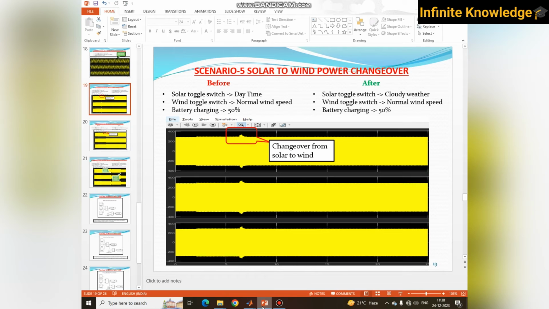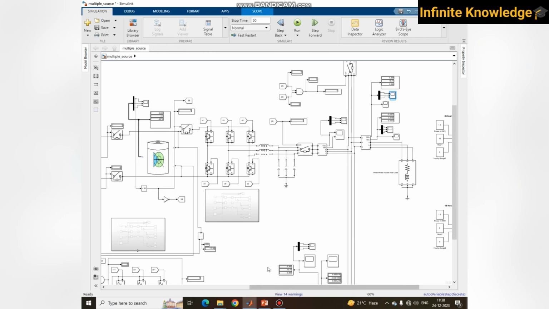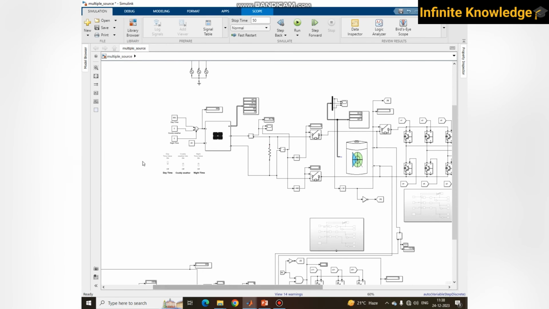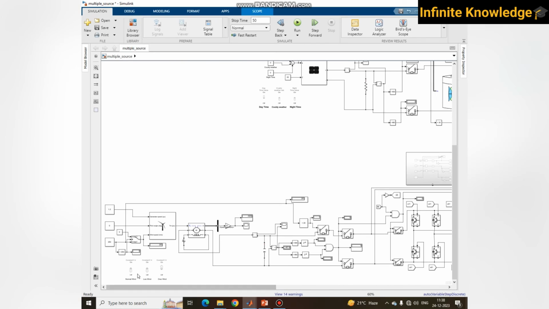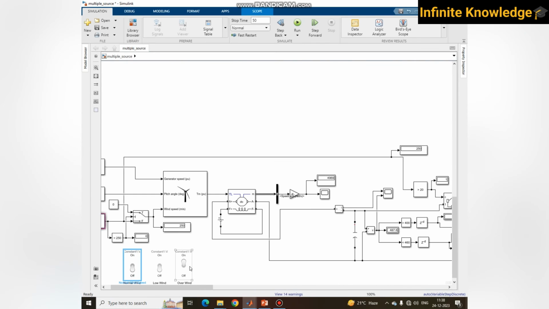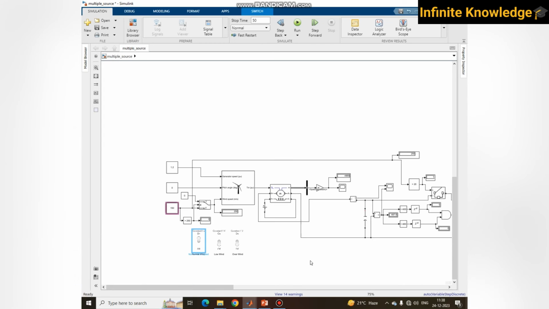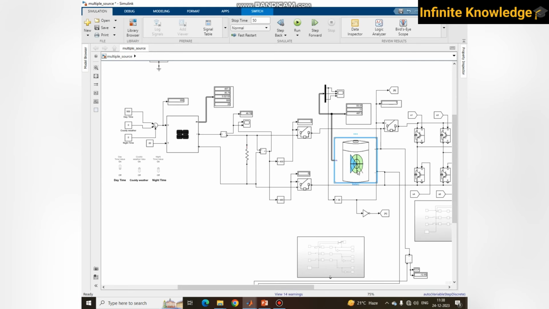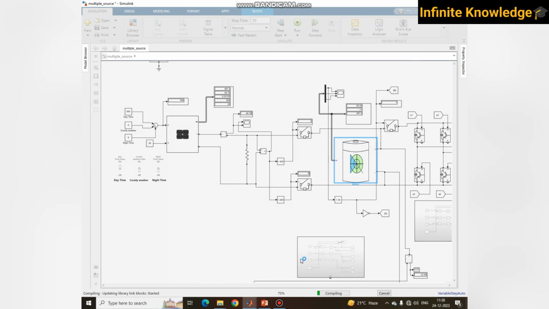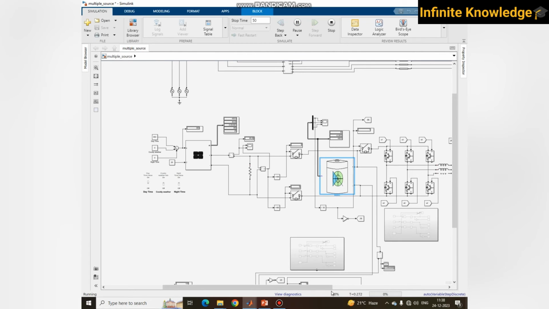So you can create this actual running time model also. Just consider that previously it is working properly. Okay, it's a normal wind speed. I have just set according to it, and your battery is also 50% charged. Okay, so I am starting the simulation. Everything is okay, solar and wind both are synchronized and giving supply to your load.